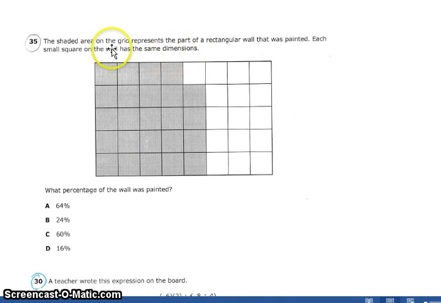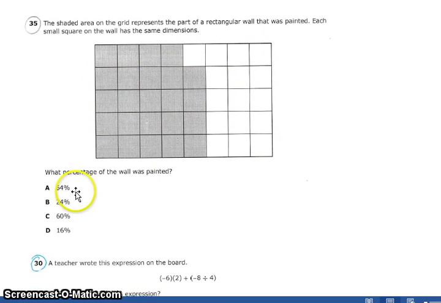The shaded area on the grid represents the part of a rectangular wall that was painted. Each small square on the wall has the same dimensions. Here you see the wall with the painted squares in gray and the unpainted in white. It asks what percentage of the wall was painted.